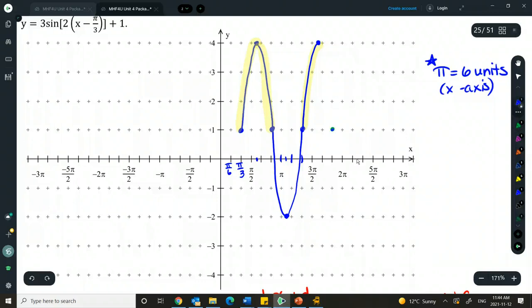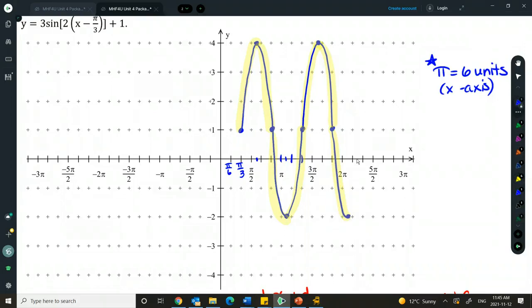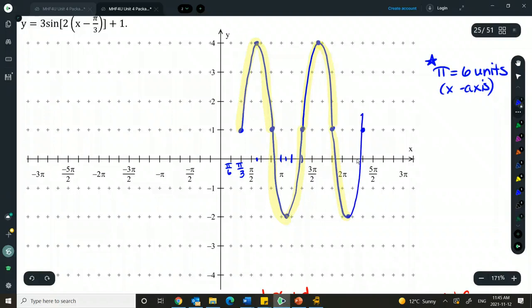Oops, wrong color. Okay, so continuing that down. Another 1.5 units over will go down to -2. So count yourself 1.5 units over, -2. Okay, so that's that part. And then back up to 1.5 units over, back up to 1. So that is right here, right before 5 pi over 2. Okay, and then that's 2 full cycles there.